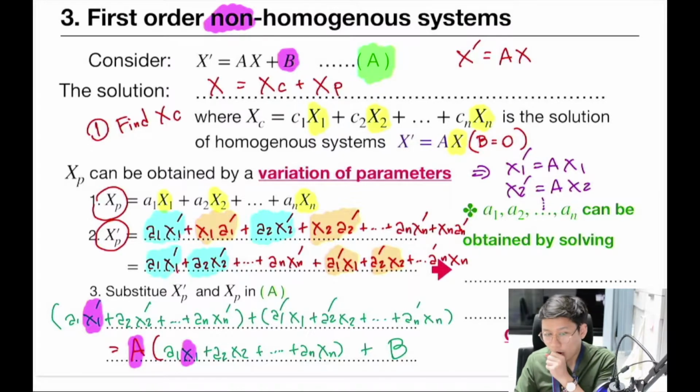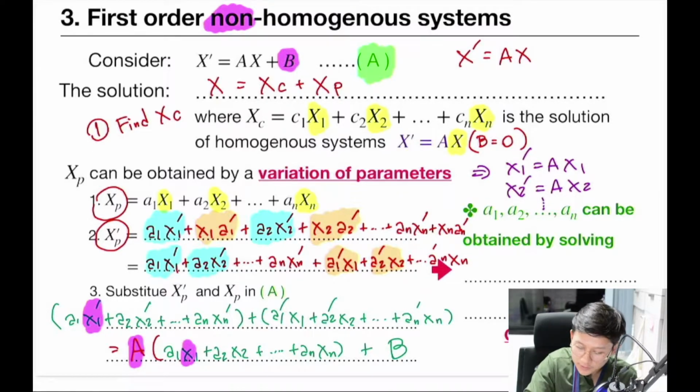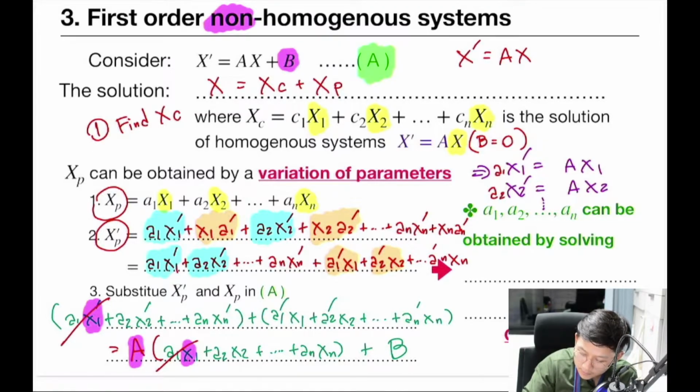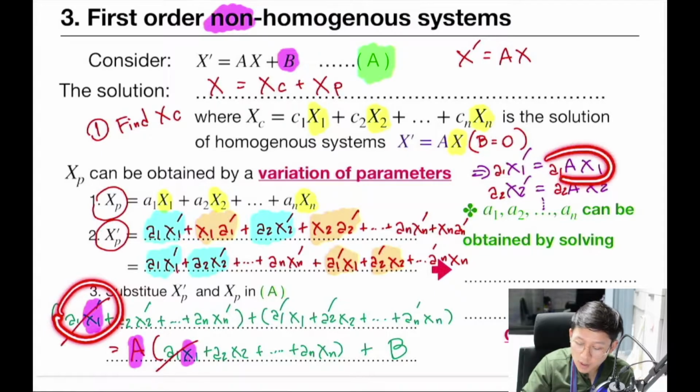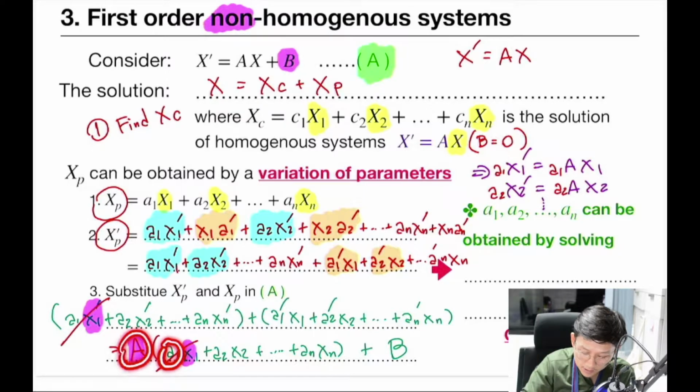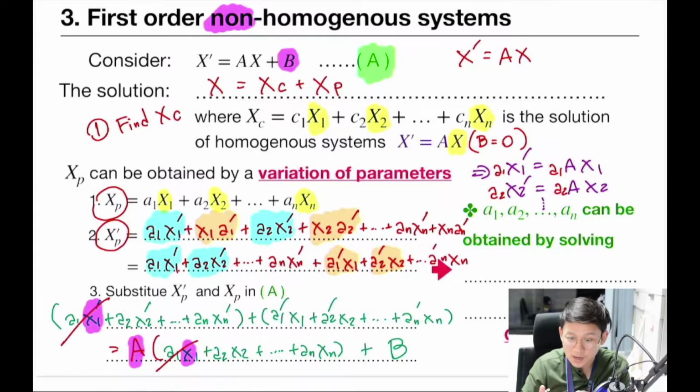Okay, so this guy disappeared, they got cancelled out. Okay, guys, x1 prime is the same as A x1. I can put little a1 here as well, right? Little a1, little a2, it doesn't really matter. So a1 x1 prime, which is this guy, is the same as a1 big A x1, which is a1 big A x1. So they got cancelled out.